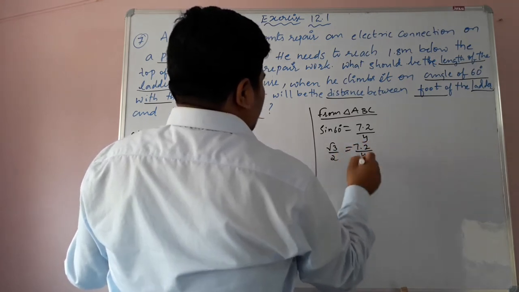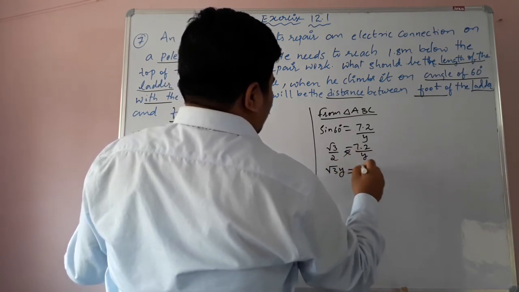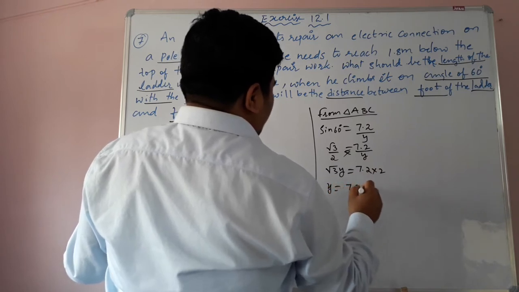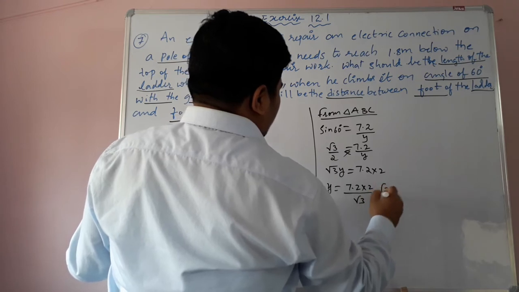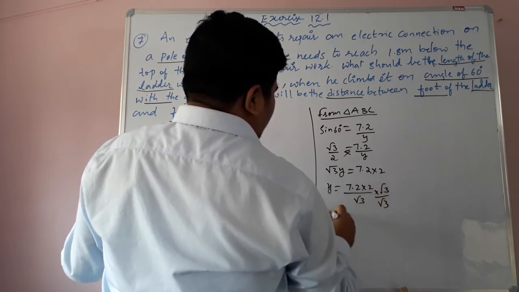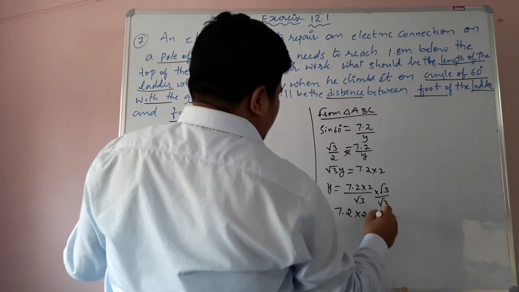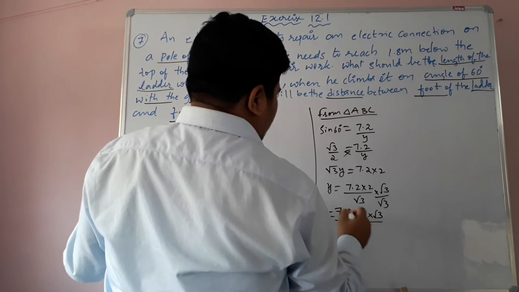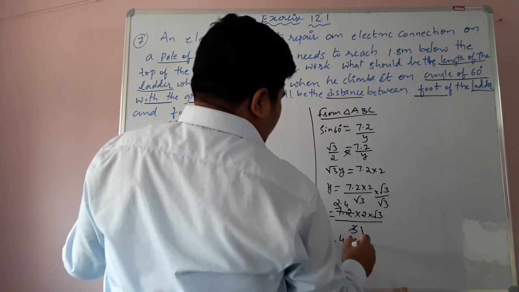So by doing the cross multiplication, we will get root 3 into y is equal to 7.2 into 2. So students, y is equal to 7.2 into 2 by root 3. We have to rationalize this by multiplying root 3 by root 3. So what we will get here? 7.2 into 2 into root 3 by root 3 square, which is 3. 3 ones are 3, 3 twos are 6, 3 fours are 12. So 2.4 into 2 is 4.8. So 4.8 root 3 meters.